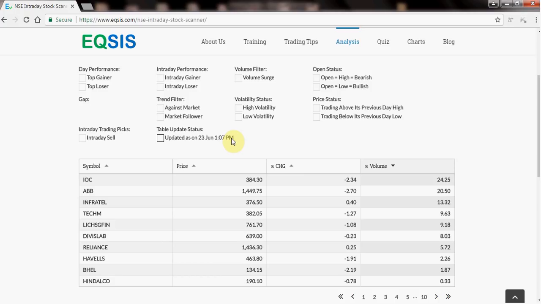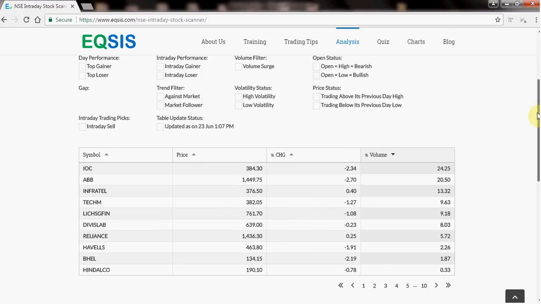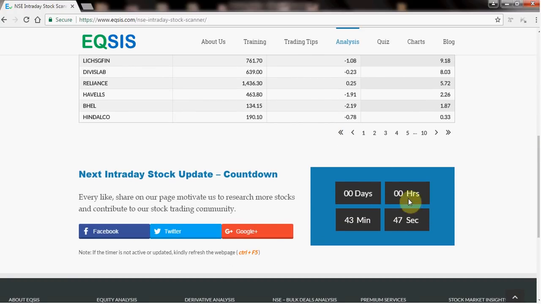So this gives a list of stocks. If you find the clock is not ticking, then the counter is not updating, so we request you to refresh this.